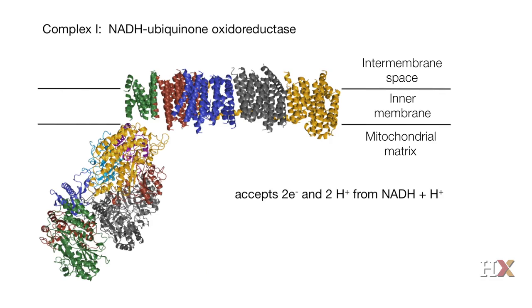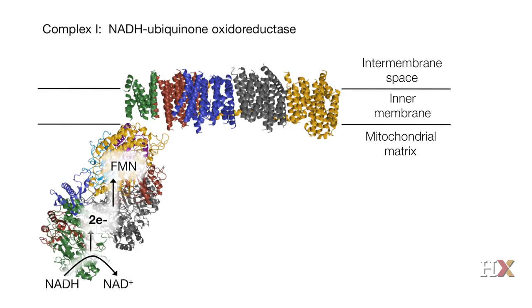The electrons from NADH will be transferred one at a time to form first FMNH and then FMNH2. The electrons and protons that are captured by FMN are passed along multiple carriers located in close proximity such that the electron transfer is possible.